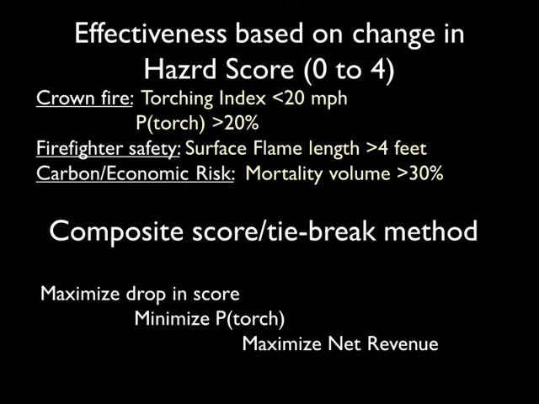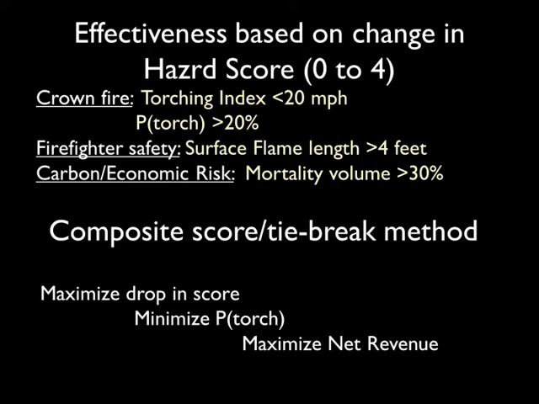Note that if an improvement in torching index occurs along with an increase in surface flame length that exceeds the threshold, there is no net reduction in hazard score, and treatment is not rated effective. So just because you make something better, if something else gets worse, we're not going to give you credit for it. Often more than one treatment can reduce hazard score.